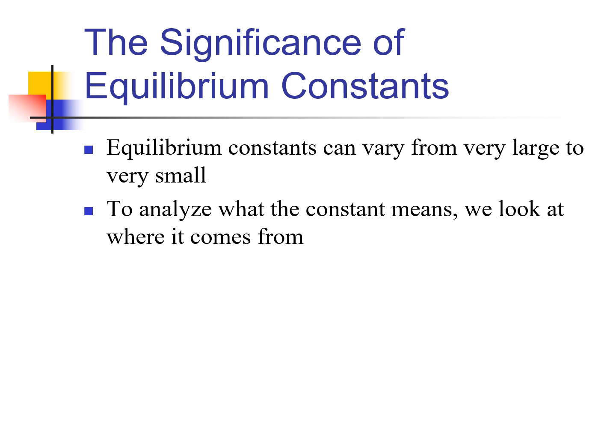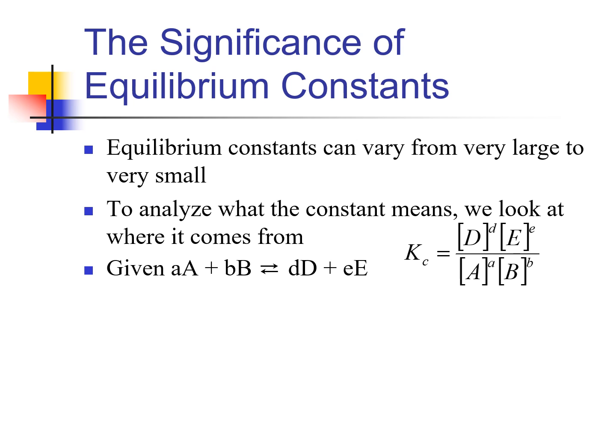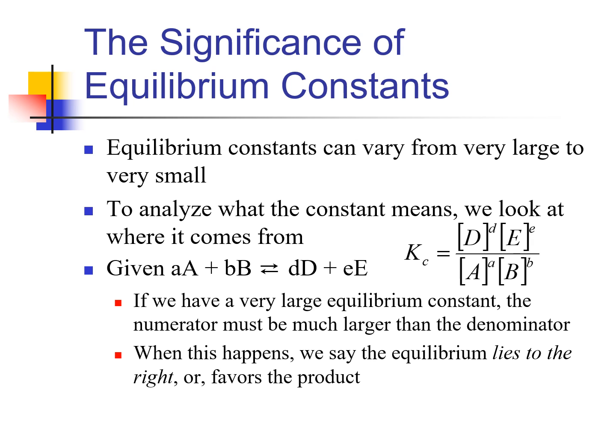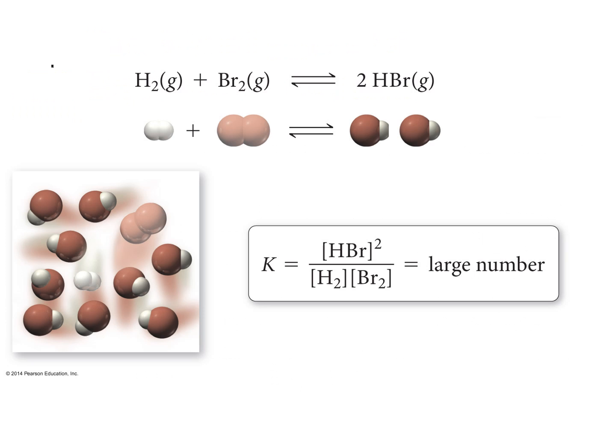To analyze what the constant is telling us, we have to look at where it comes from. Given our general equation of products on top, reactants on bottom, if we have a very large equilibrium constant, that means the top number has to be much larger than the bottom. That means at equilibrium, we're going to have a lot of products and only a very small amount of reactants. We would say in that situation that the equilibrium lies to the right or favors the products, or we're going to have a lot of product at equilibrium.